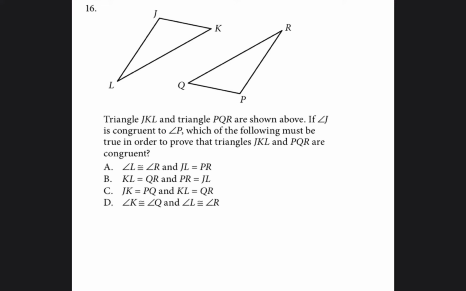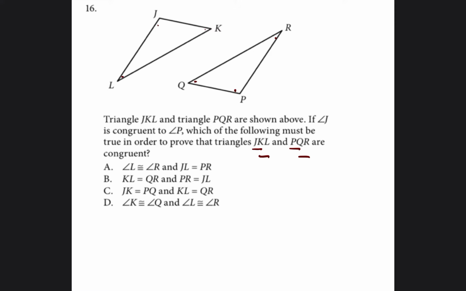So J, K, and L line up to P, Q, and R. So this means that J and P would be the same angle size. Angle K and angle Q should be the same angle size. And angle L and angle R should be the same angle size. Okay, there also should be the same sides. So sides J and K and P and Q should be the same size. K and L and Q and R should be the same size, and so on and so forth.